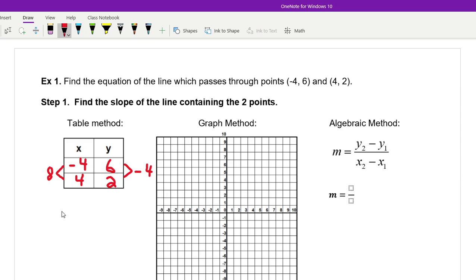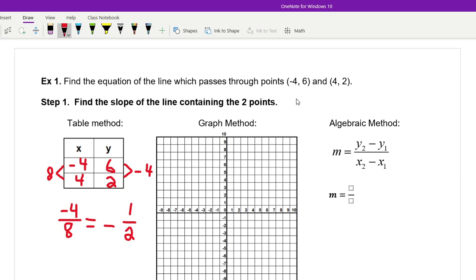When we are comparing them, we'll do our change of y over our change of x, and then simplify our fraction if we can. In this case, we get -1/2, -1/2.